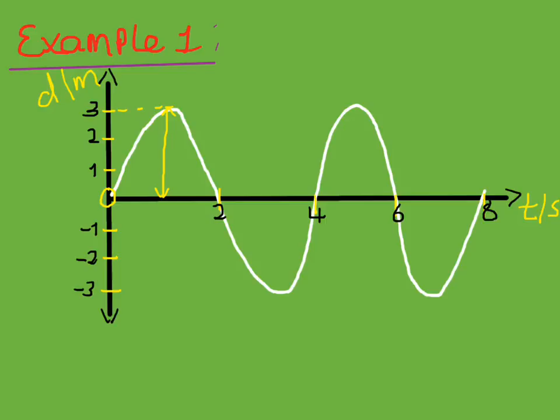What actually do you get from this graph? What information can you get from this graph? If I were to ask you what is the amplitude of the wave, what would you say? Or what is the wavelength of the wave?